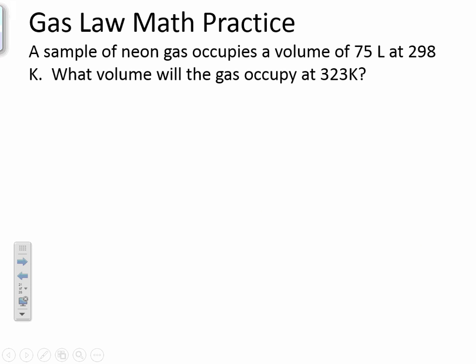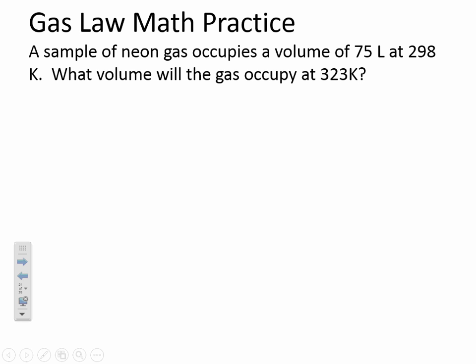Let's do an example using one of these three laws. So we're going to have some gas law math practice here. A sample of neon gas occupies a volume of 75 liters at 298 degrees Kelvin. Remember, Kelvin is temperature. What volume will the gas occupy at 323 degrees Kelvin? So kind of keep that in mind.